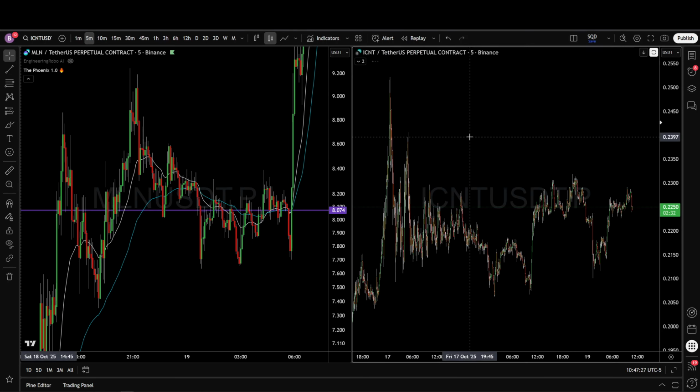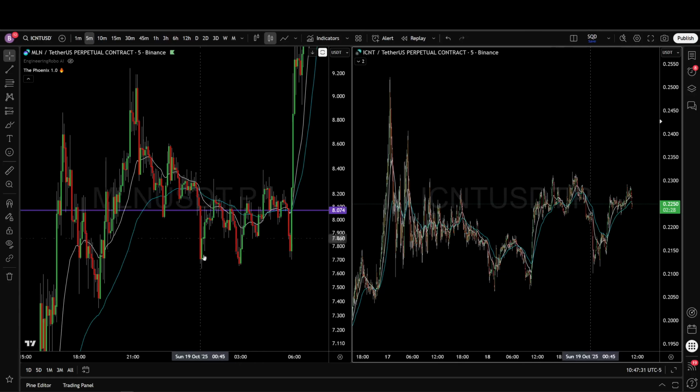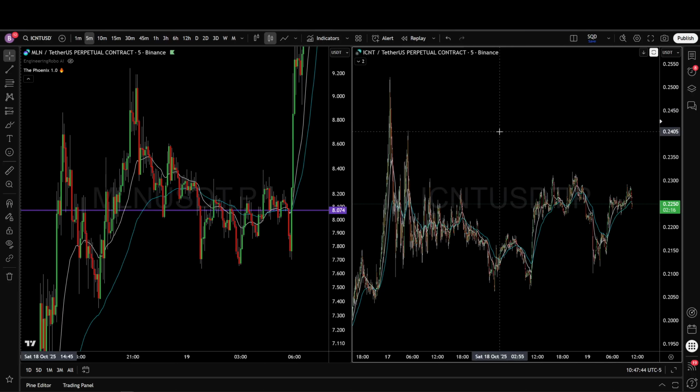Oh yeah, there it is. I mean, the lines probably aren't going to look the same, but there are some similarities here where you have this little W bottom, a little push up right there, comes back down and retests. Yeah, I think that's the retest right there. So, ICNT could be ready to go soon.